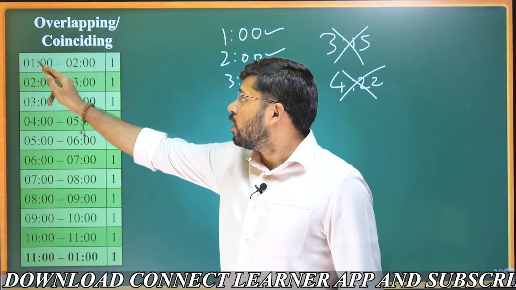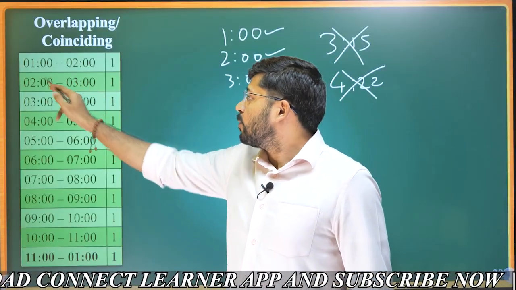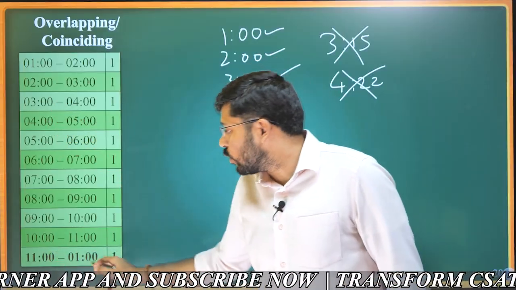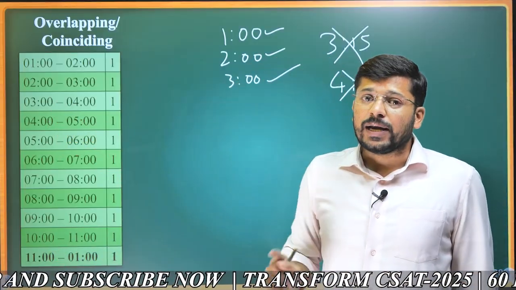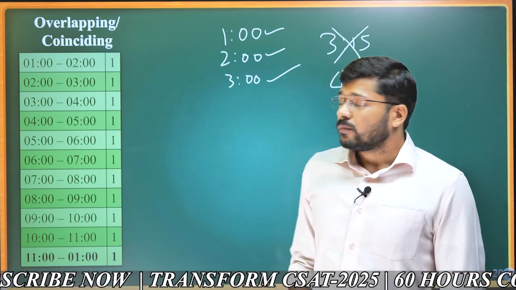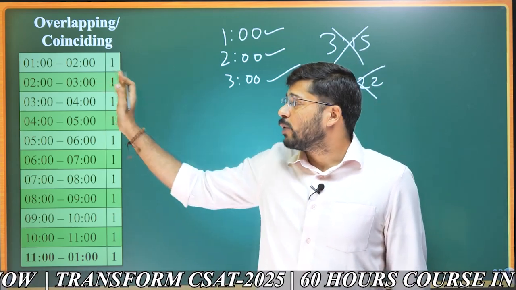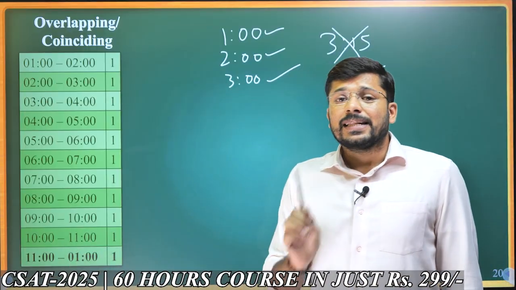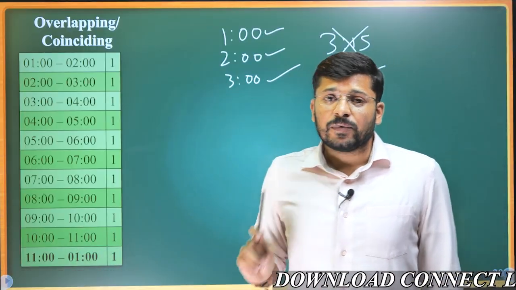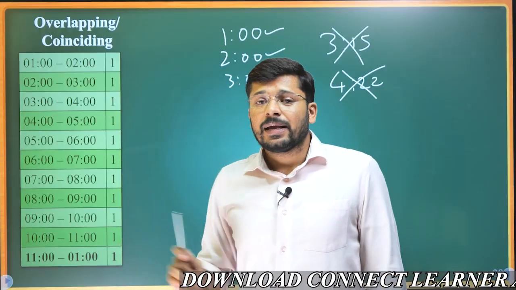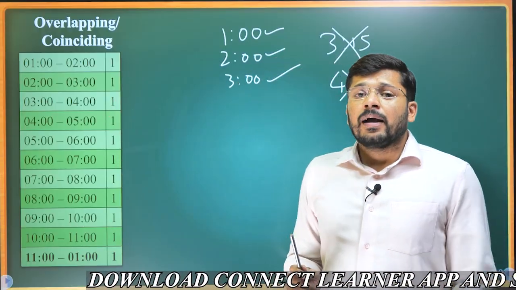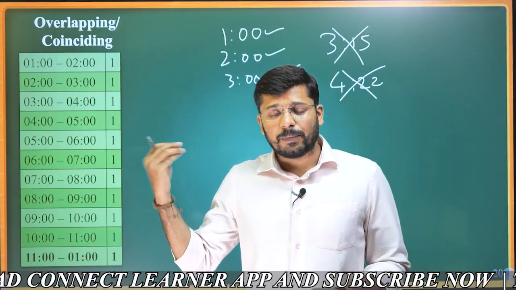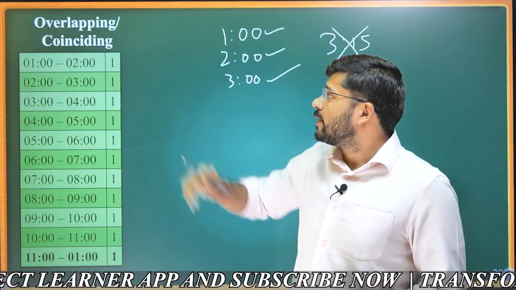If you take any two, from 1 to 3, it is 2 times. From 2 to 4, it is 2 times. From 3 to 5, it is 2 times. But from 11 to 1, it is not 2 times, it is only 1 time. So take the general rule: between any two exact hours, they coincide once, with the exception that between 11 to 1, they will not coincide twice, but only once. This is the general rule and this is the exception. Make a note of it. I will come back to this once again. Now we are done with coinciding.